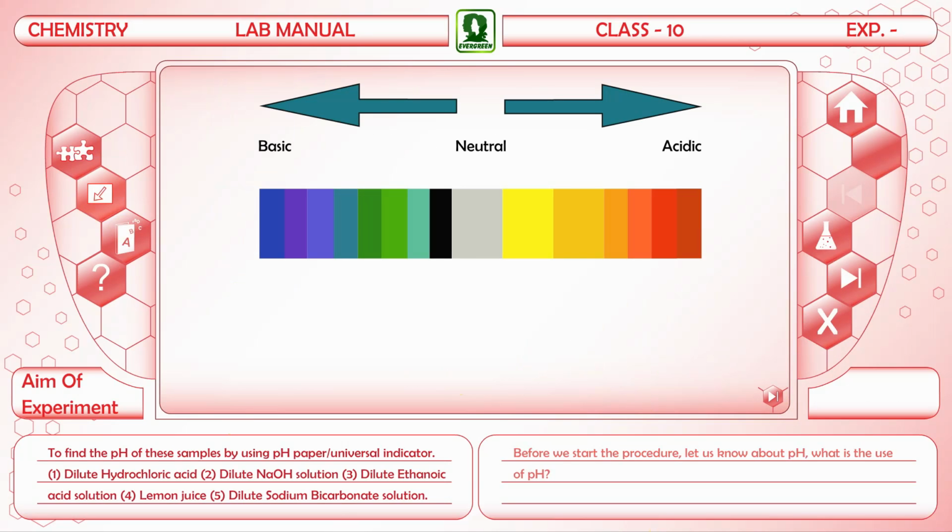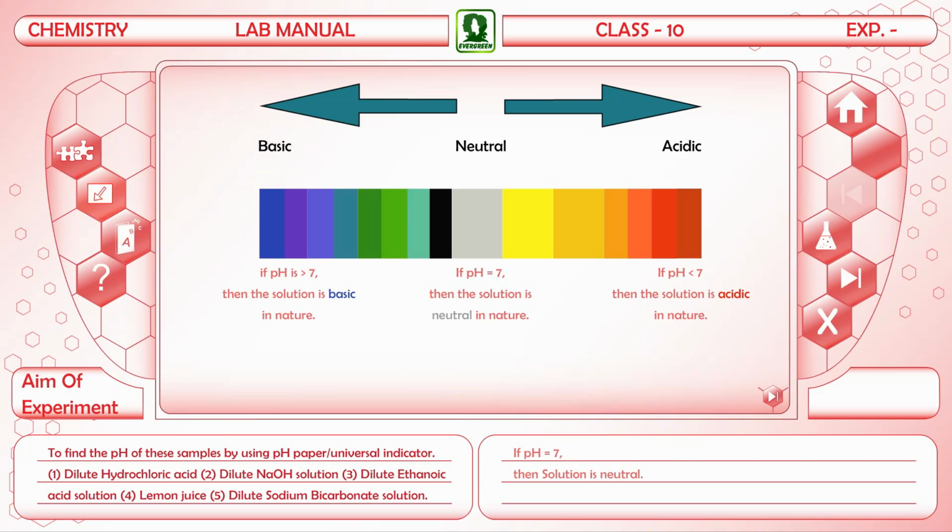What's the use of pH? pH is used to measure the strength of the solution. If pH is lesser than 7, then the solution is acidic in nature. If pH is greater than 7, then it is basic in nature. And if pH is equal to 7, then the solution is neutral.